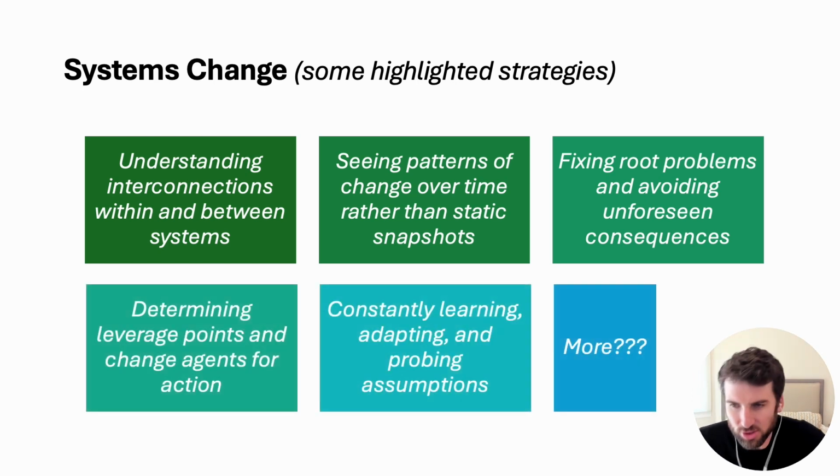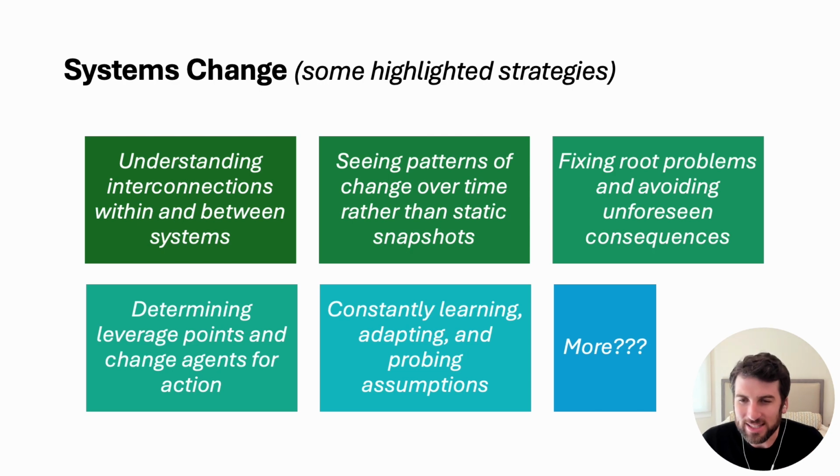So determining leverage points and change agents for action. So this is important. We can't do everything. There's a limited amount of time, there's a limited amount of energy, so we have to pick what we do. So picking these leverage points is a way to create systemic change. And systemic change is really important when it comes to climate change, ecosystems, energy systems, waste systems, water systems. You kind of have to see all these moving parts and the interconnections within and between them to think about leverage points for strategic change.